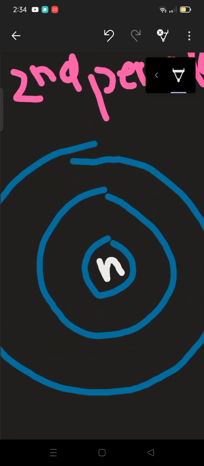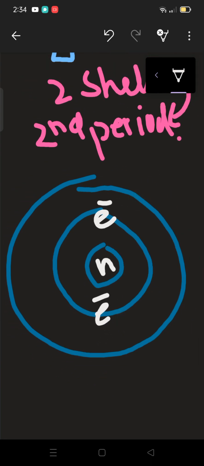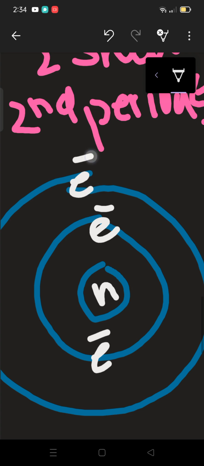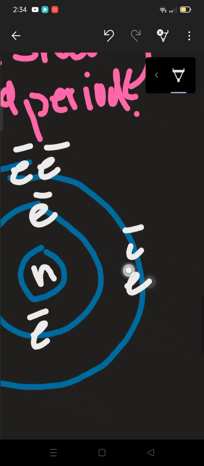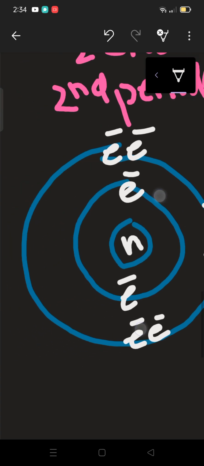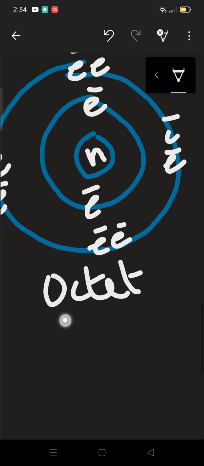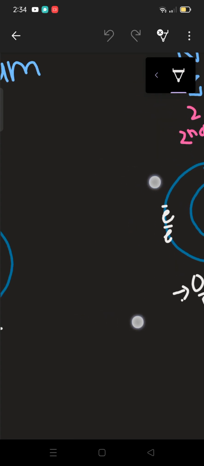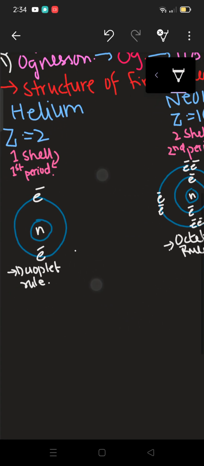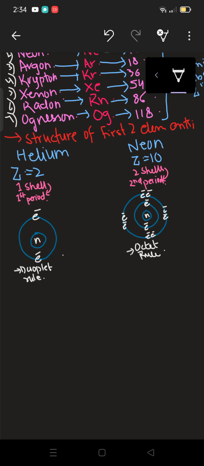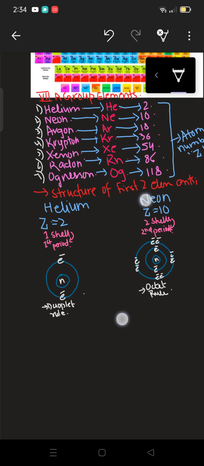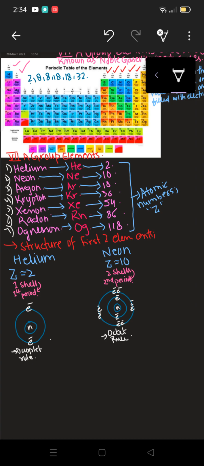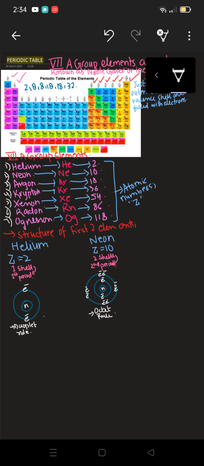So neon, now see the neon. The first shell will always have 2 electrons. 10 minus 2 is 8. So 8 are remaining. So 1, 2, 3, 4, 5, 6, 7, 8. So it has completed its octet rule. So it is completed as well. Neither does it have to gain nor does it have to lose. So since both are completed, they will not react with others to complete their shells. So these are the structures of the first two elements of the 8th A group.